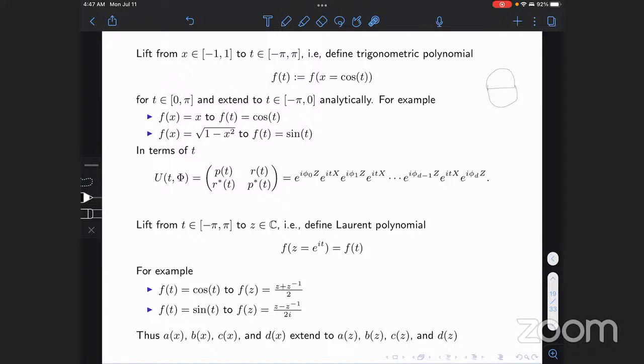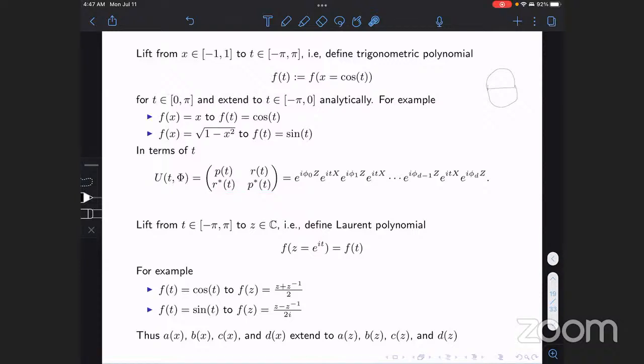Now, in terms of this t variable, this operator, this 2x2 big matrix I introduced on the previous slide, can in fact be written in a much more compact way, because now we get rid of these arccosines of x, and now it becomes t.